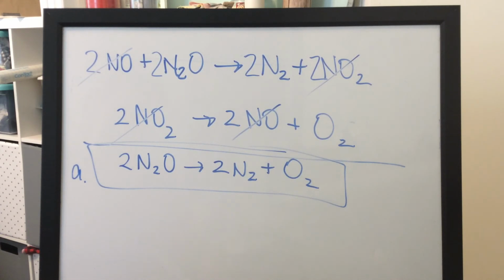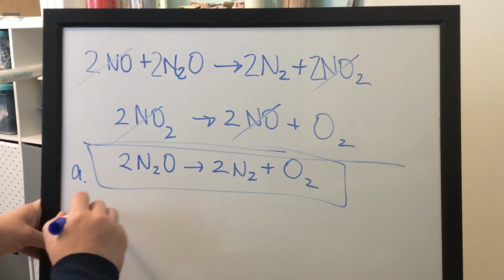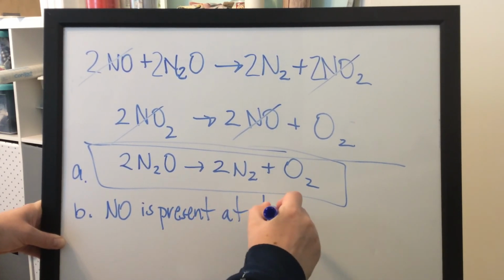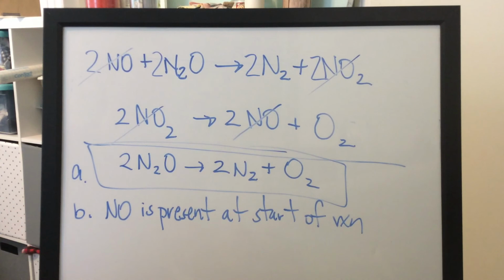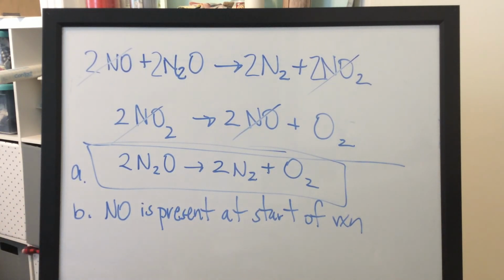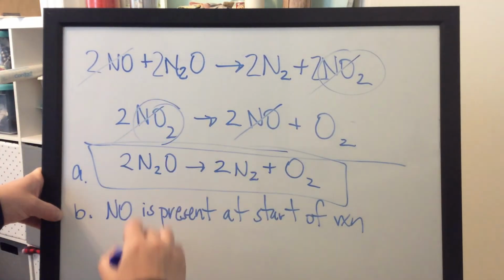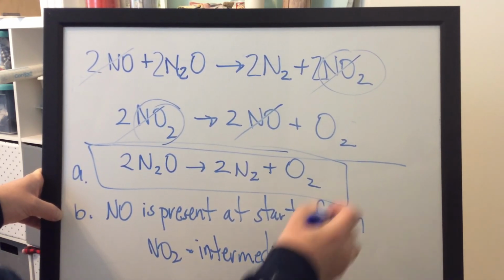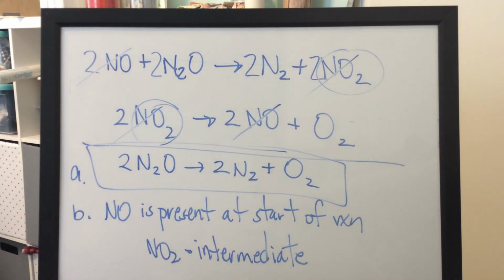Part B says, why is NO considered a catalyst and not an intermediate? This is what we just talked about, that NO is present at the start of the reaction, and that is the criteria for a catalyst and not an intermediate. Remember, an intermediate is produced and then consumed. So it's not asked here, but is there an intermediate in this reaction? Yes, and the intermediate is NO2, because in the first step, the NO2 was produced, and in the second step, it was consumed. So that's the difference between an intermediate and a catalyst, and it's important for you to know the difference.